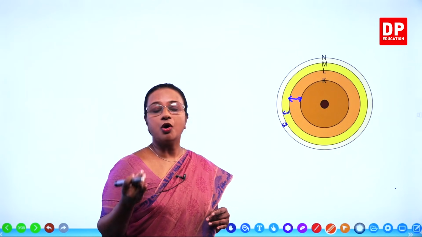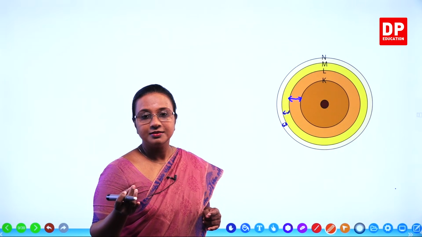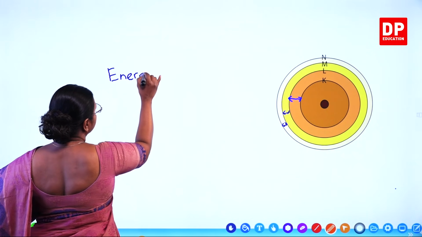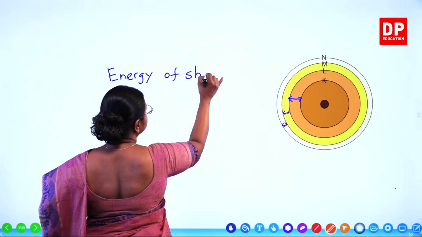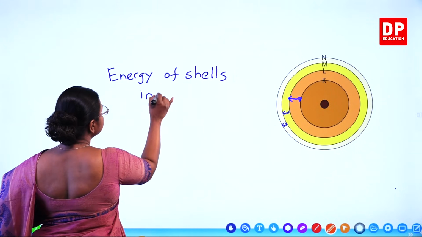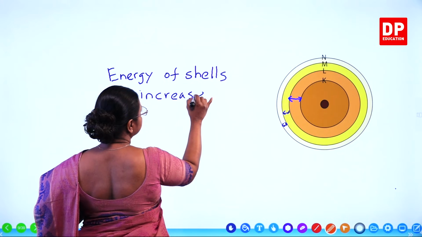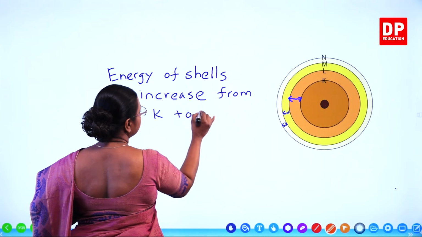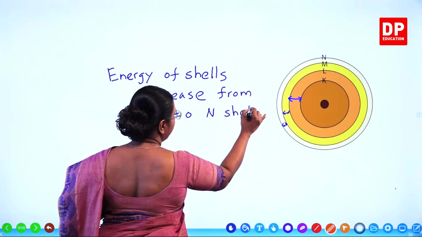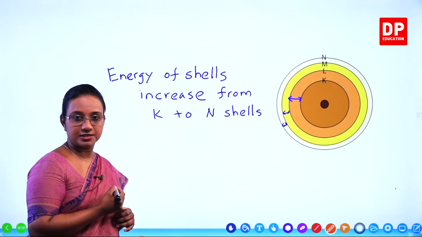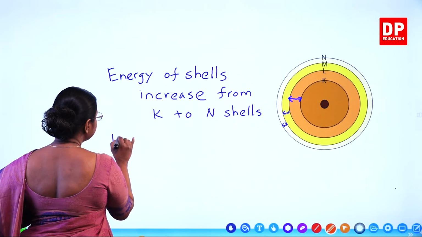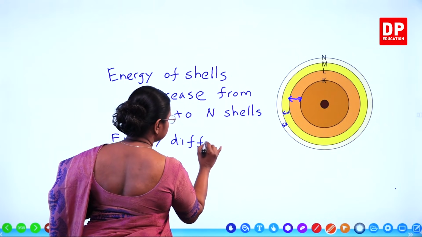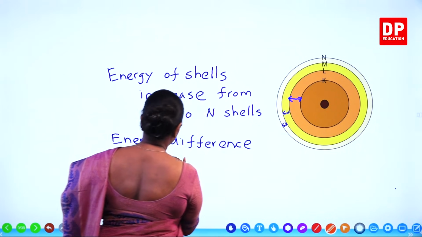The reason you already know. What is it, students? Yes, because the energy of shells increases from K to N shells, going out from the nucleus. But the energy difference decreases.